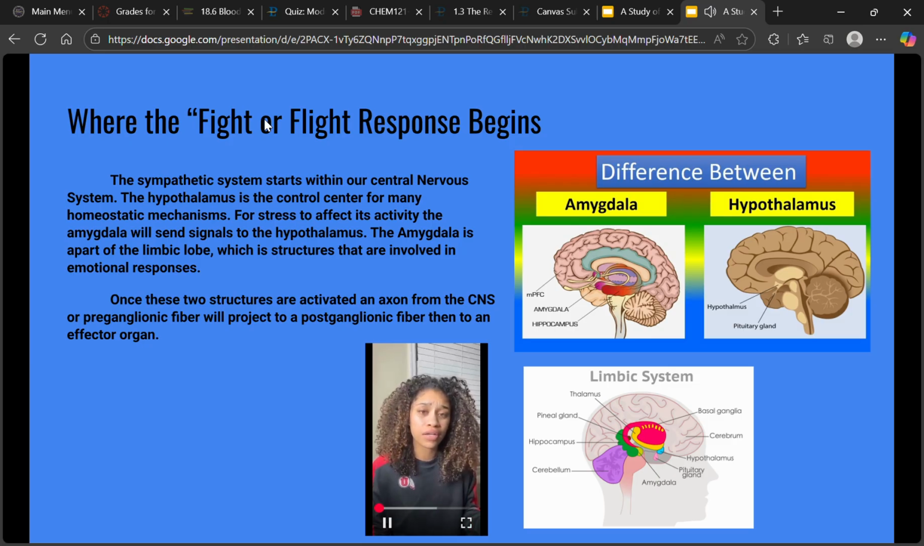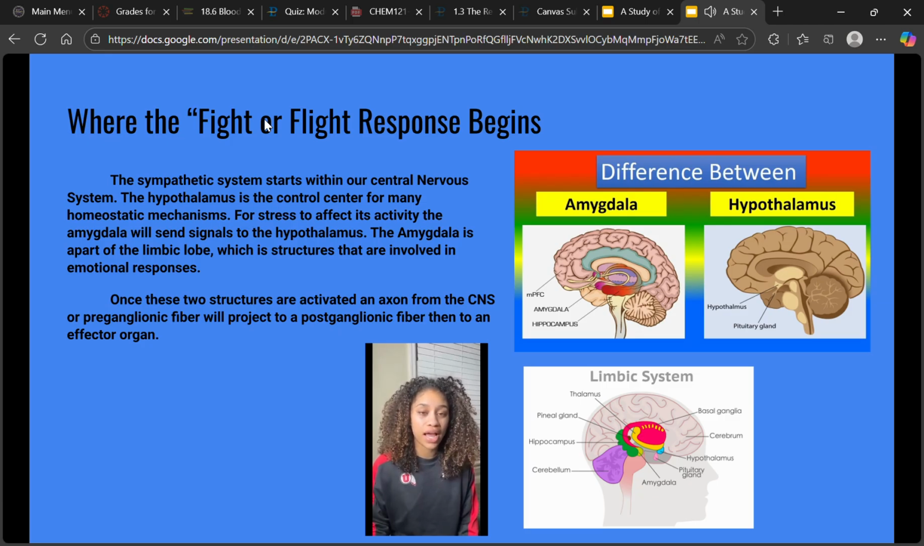Where the fight or flight response begins. The sympathetic nervous system begins within our central nervous system. The hypothalamus is the control center for many homeostatic mechanisms. For stress to affect its activity, the amygdala will send signals to the hypothalamus. The amygdala is a part of the limbic lobe, which is structures that are involved in emotional responses.